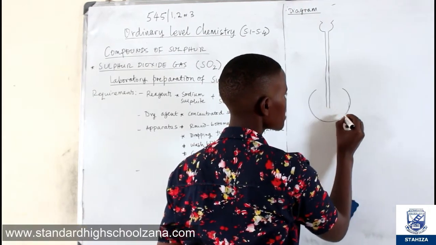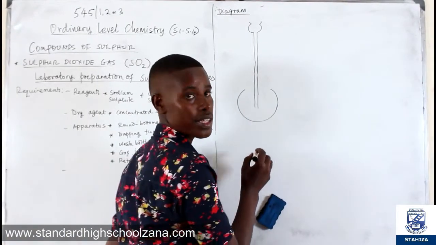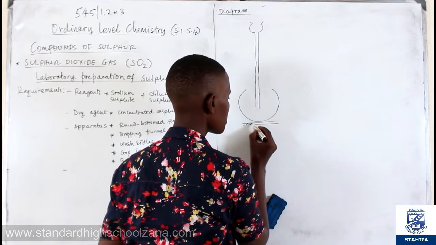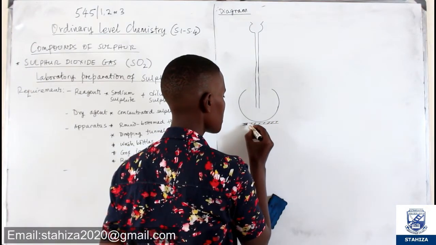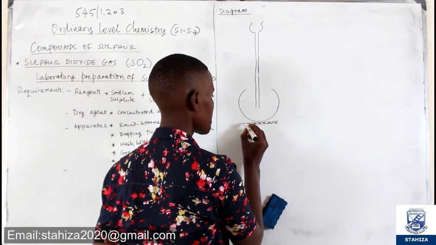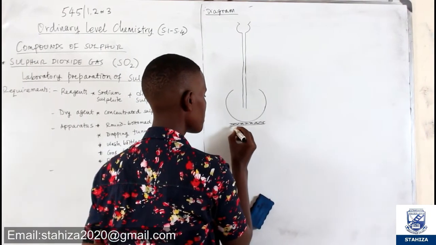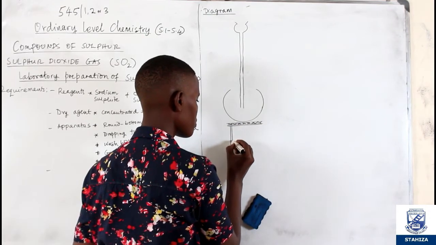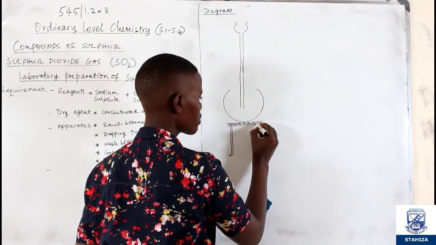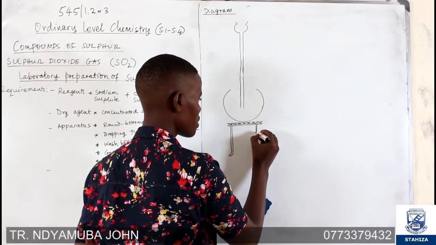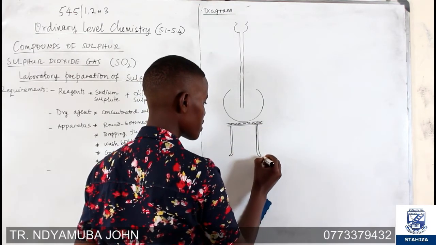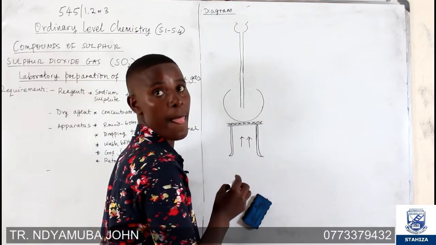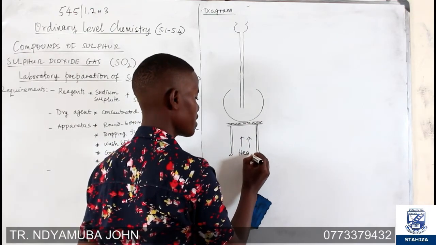Round bottom flask. Then there we need a wire gauze. We need a wire gauze put on a tripod stand. I will only show the tripod; it is supposed to be having three legs, but I show two. This provides us with heat.